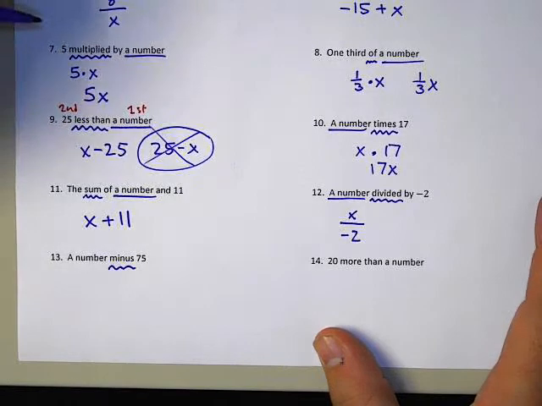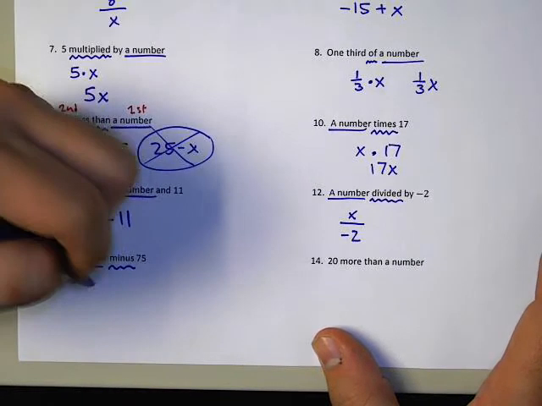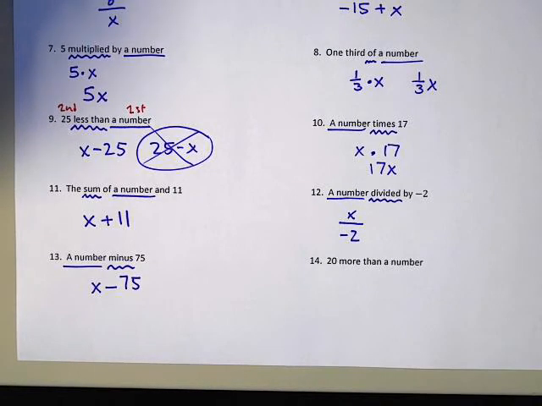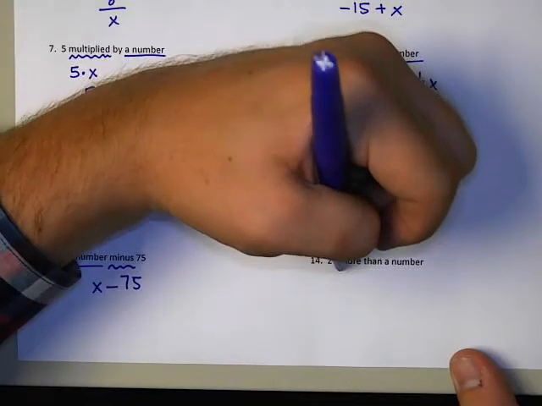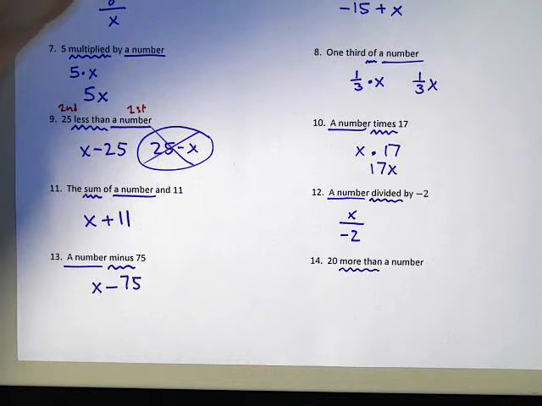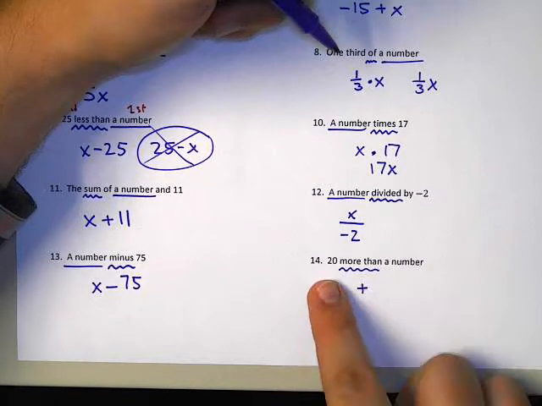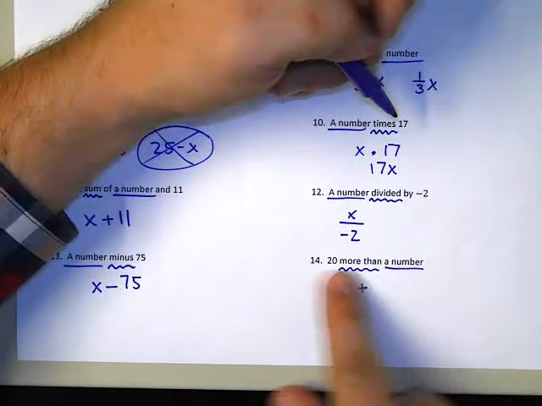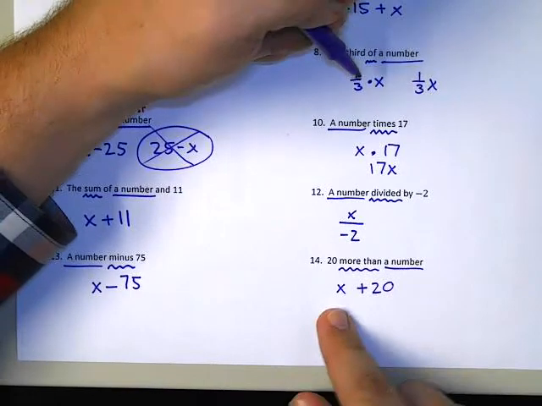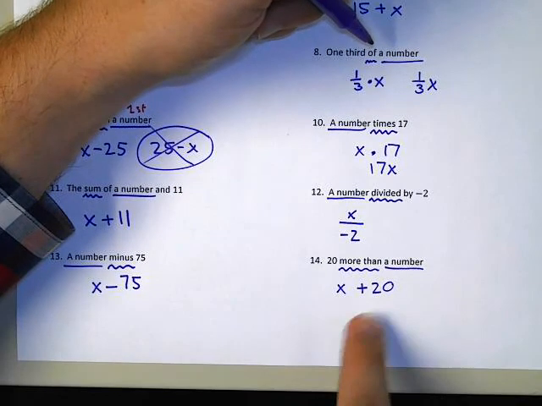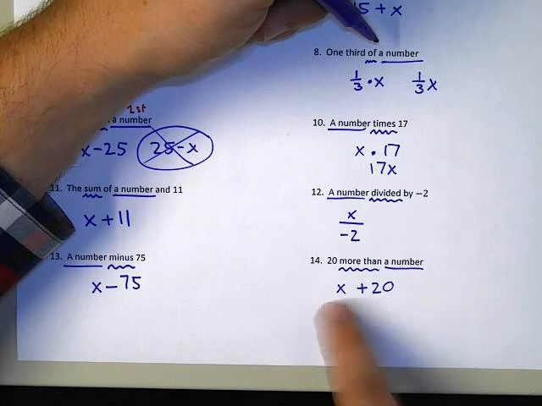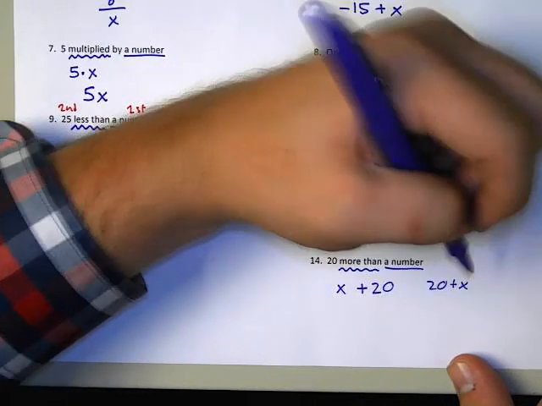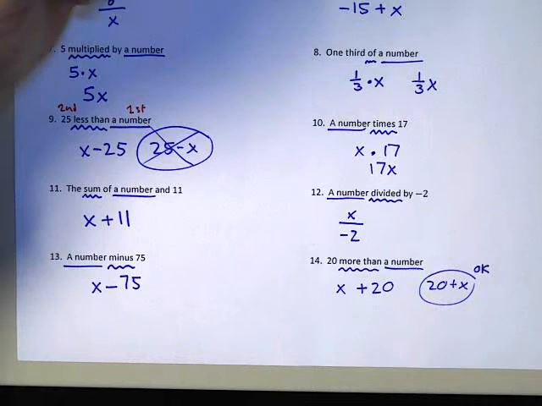Minus is a keyword for subtraction. A number minus 75 means I have to start at said number and subtract 75 from it. Last one, 20 more than a number. More than is a keyword for addition. I know I'm going to be using addition. 20 more than a number sounds like I'm starting with the number and tacking 20 more to it, so I need to add 20 to it. I do want you to know on this one that this is the way I think about it. If you said 20 plus x, you would actually get the same answer, so that would be okay in this case. I'm not going to put a line through it.